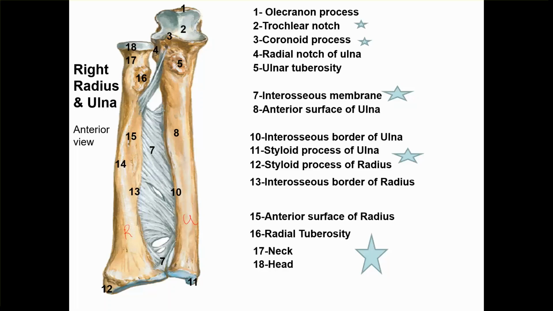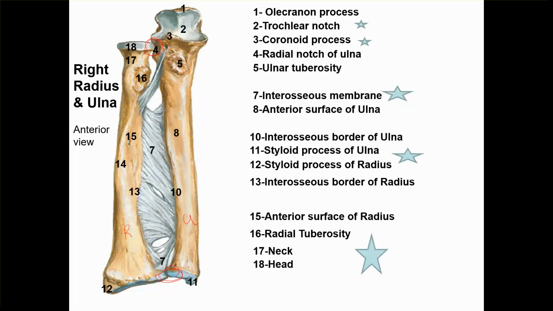Now you can see that the radius and ulna form joints. You can see that they form a joint over here, so this will be called the superior radio-ulnar joint. This is the inferior radio-ulnar joint. Superior radio-ulnar joint and inferior radio-ulnar joint.